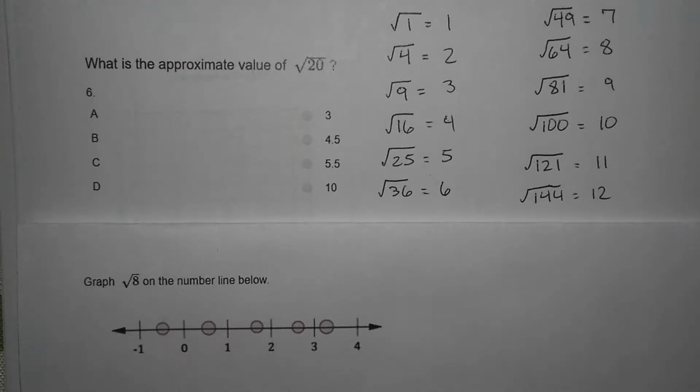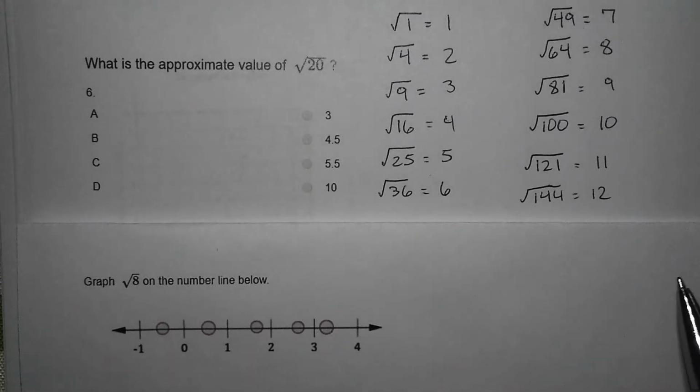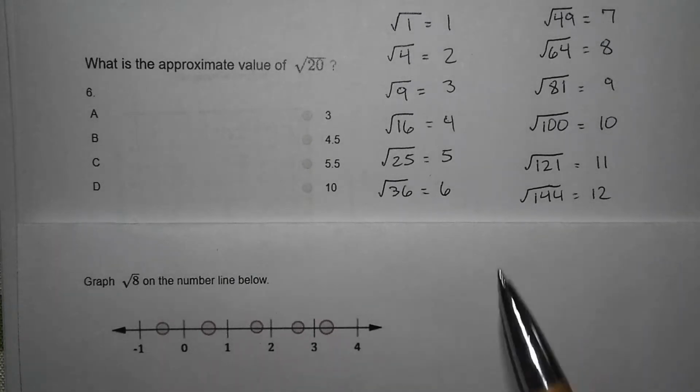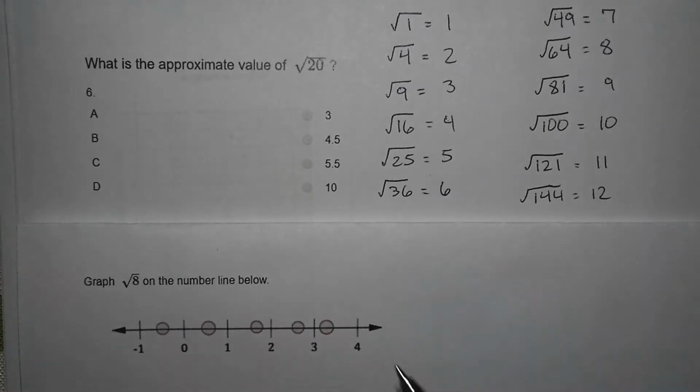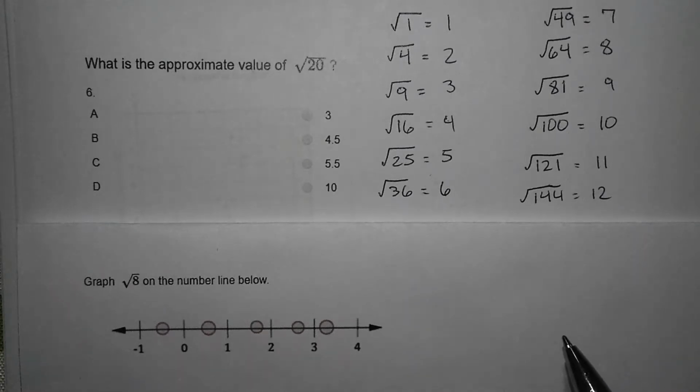Let me show you how to estimate square roots between two numbers. This is a fairly simple method if you already know your perfect squares. If you don't, I highly advise you to go ahead and copy these down and try and memorize them as soon as possible. I've listed all of the perfect squares between 1 and 12. And having this chart makes a couple of questions like these extremely simple.